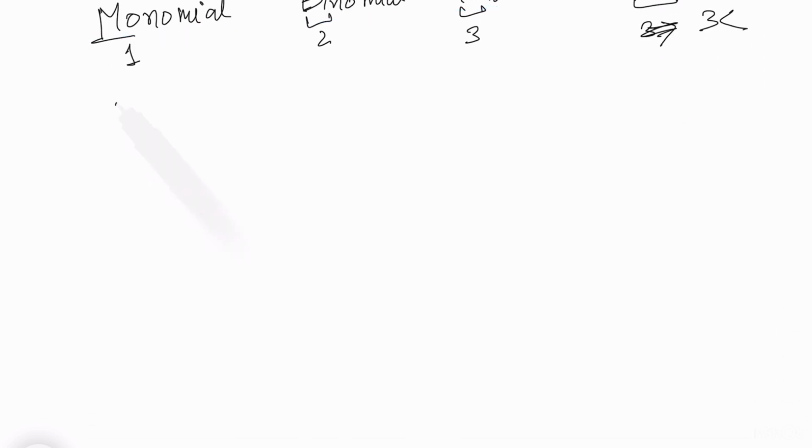Monomial means it will have any one term. Even 1 is a monomial. Only one term should be there, like x, 2x, anything multiplied with x is also one term. 11x, all these are monomials. If you write 1, that is also a monomial. Any number, suppose 27, is also a monomial.